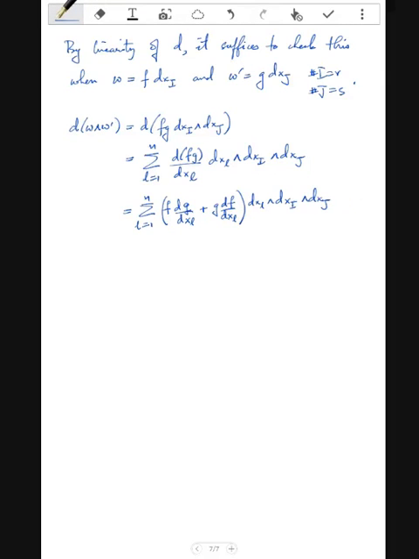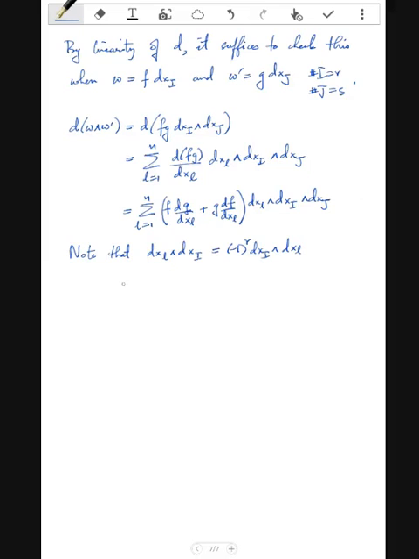Capital J. Now notice that dx_l wedge dx_i is equal to minus 1 to the power 1 times dx_i wedge dx_l. This is because of the definition of the multiplication in the exterior algebra.